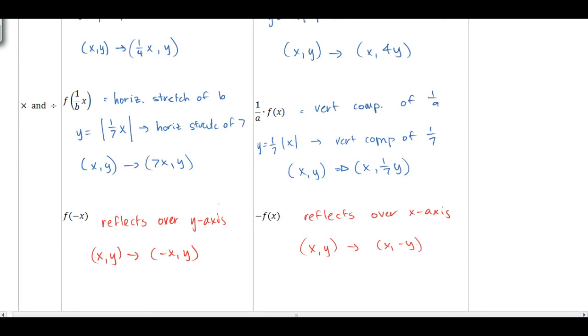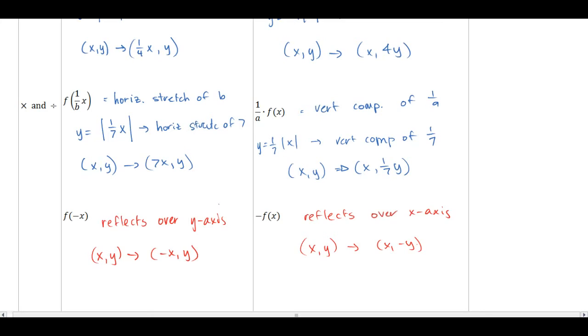Now, what's super important, you got to be able to recognize which ones are stretches, which ones are compressions, which ones are translations left and right and up and down, right? So if they're multiplying, it's stretching and compressing. If it's inside, it's horizontal. Outside, it's vertical.